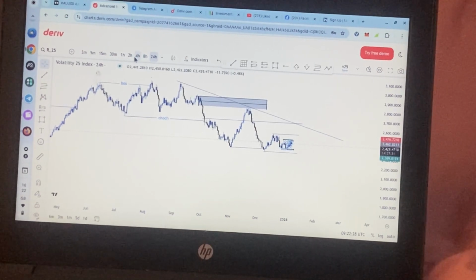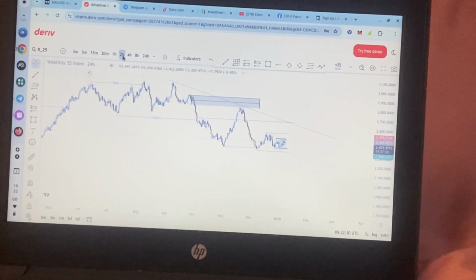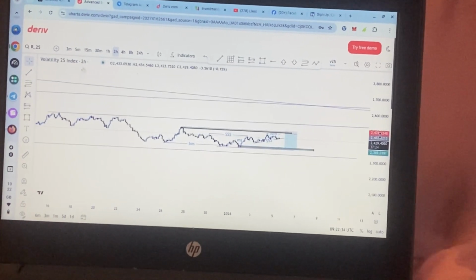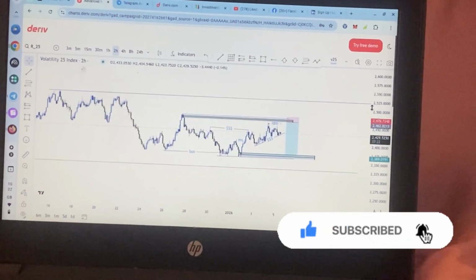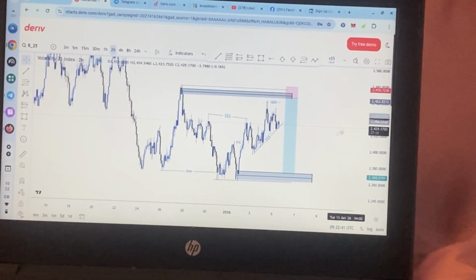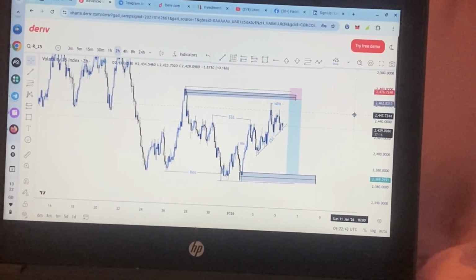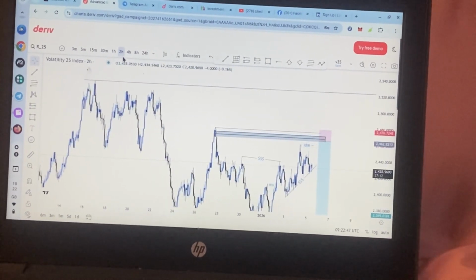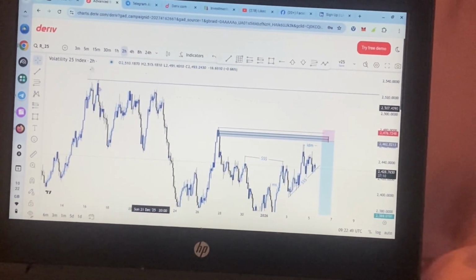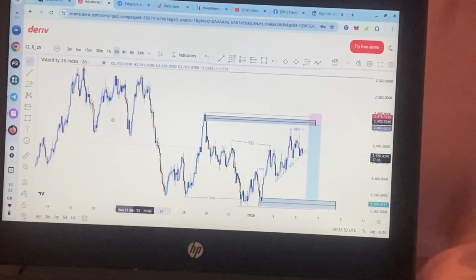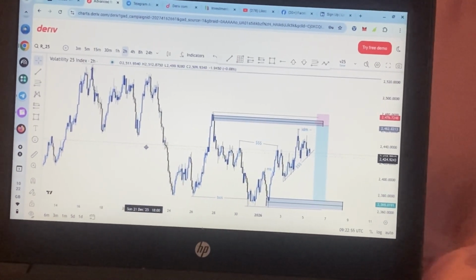But for now, let's go to 2-hour time frame. So you see what I'm talking about. So this is what we have on 2-hour time frame. You can see this place. After price tapped on this zone, you see that we are having consolidation. We have three double bottoms there, and price broke this neckline to the downside.